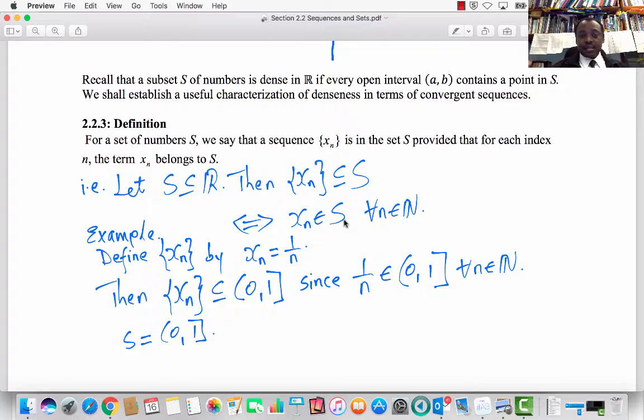Let's look at an example. Define the sequence x_n by x_n equals 1 over n. Then we see that the sequence is in the half-closed interval (0, 1], open at 0 and closed at 1. And that is so because for every natural number n, 1 over n is an element of the half-closed interval (0, 1]. In this case, our set S is the half-closed interval (0, 1].